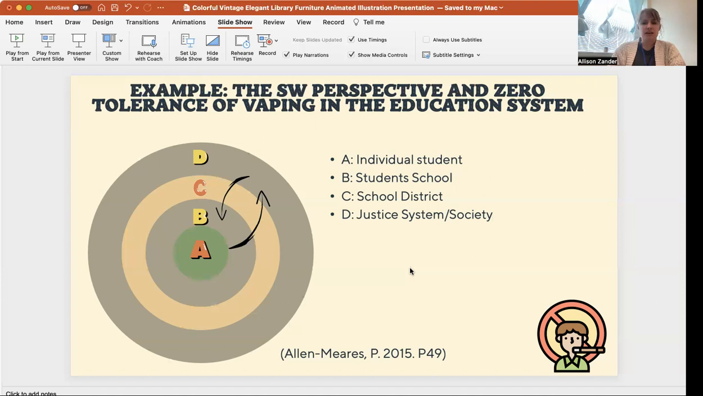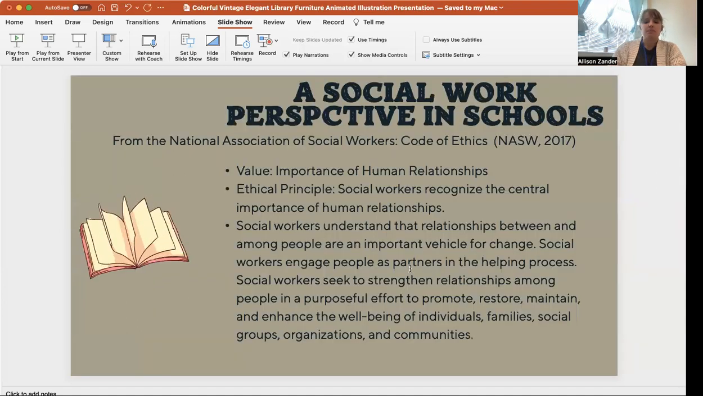So as far as social workers go, if our job is to engage people as partners in the helping process, we have to be able to advocate for students on a school level, school district level, and policy level in terms of the nature of the offense versus the consequence, and the research that shows that the harshest punishment doesn't do any good in terms of long-term outcomes, but supporting each individual child and student as an individual with unique needs, and making an individual plan for them has much better outcomes.